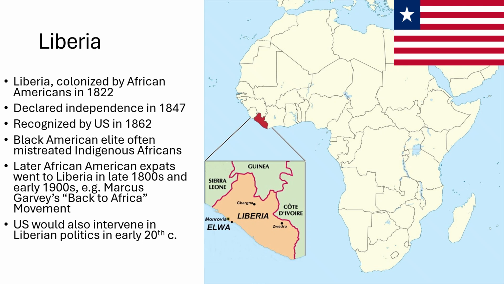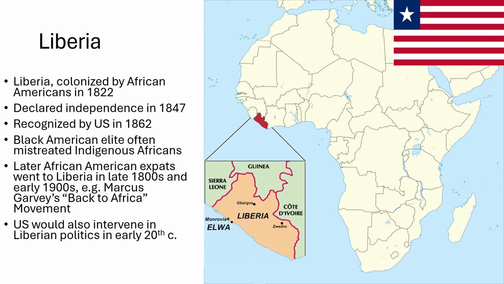Liberia will declare independence in 1847, and it will be recognized by the United States as an independent nation by 1862. So it's not in the American empire for very long. There are reports that the black American elite in Liberia often mistreated the indigenous Africans whom they looked down upon. And as time goes on, though, more African American expats, African Americans leaving the United States for a variety of reasons that we've discussed before, are going to go to Liberia in the late 1800s and early 1900s.